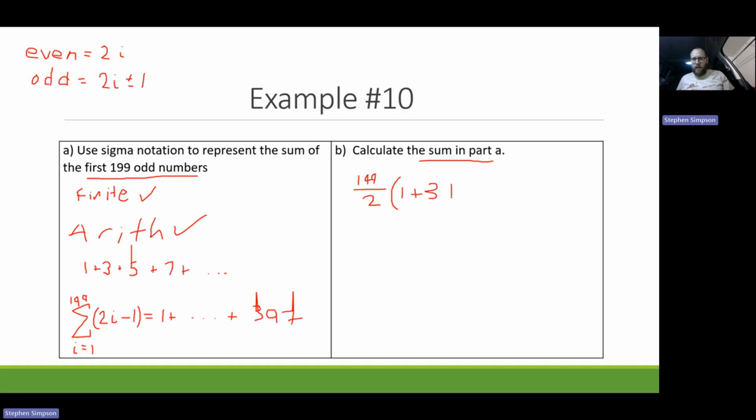So there are a bunch of pairs. Each pair adds up to 398. Then I plug that in my calculator, and I get something. What? I don't really care. What I care about is that we understand how to use this formula and where the numbers go.